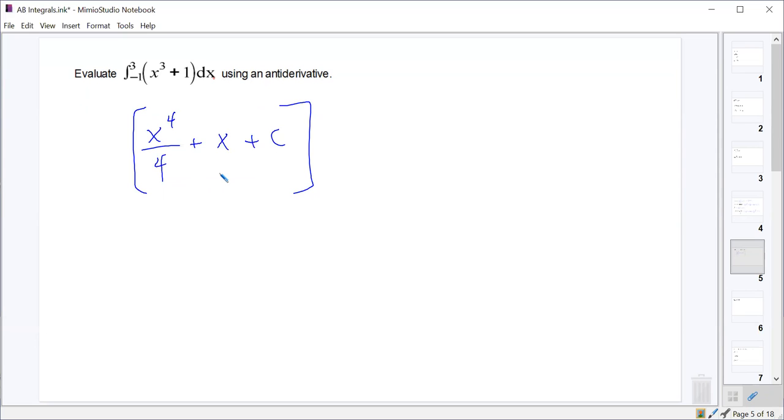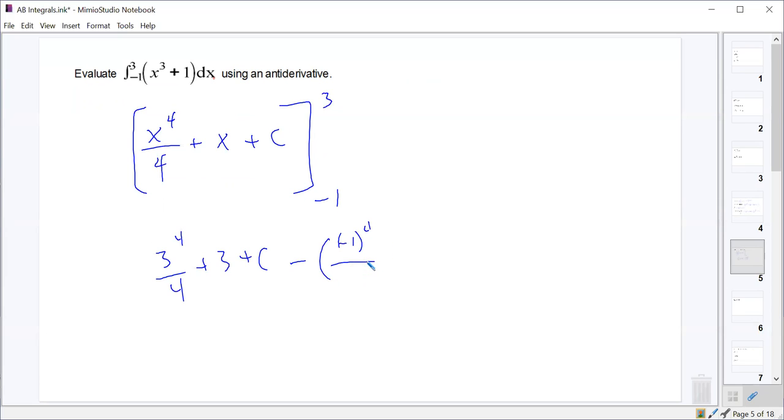-1 and 3. Right, the second part of the fundamental theorem of calculus: evaluate at -1 and evaluate at 3 and find the difference. And that's the notation that I'll use. If I'm going to evaluate this expression from -1 to 3, we just write it like this. And that means find 3 to the 4th over 4 plus 3 plus that constant, and then subtract -1 to the 4th over 4.